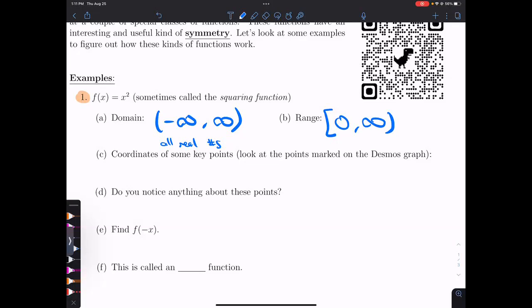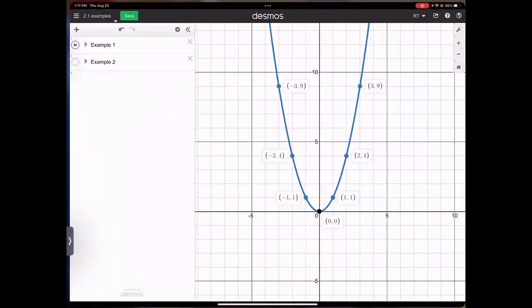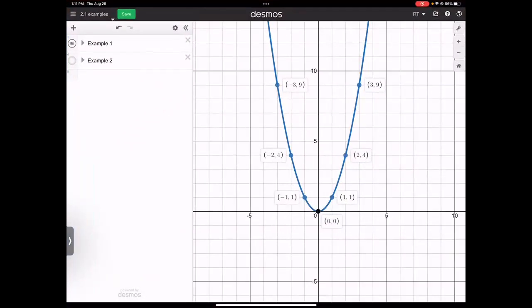Okay, so I marked some points here. Let's see what they are. Negative 3, 9; 3, 9; negative 2, 4; 2, 4; negative 1, 1; 1, 1; and 0, 0. And what I asked you to do is very vague, right? I just said like notice things. What do you see happening there? It is symmetrical. In what way, or what do you mean? Well, where the point negative 3, 9, there's also 3, 9. Yeah, okay, so all the points I marked have a buddy, right?